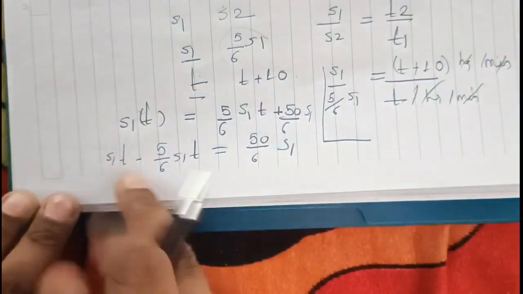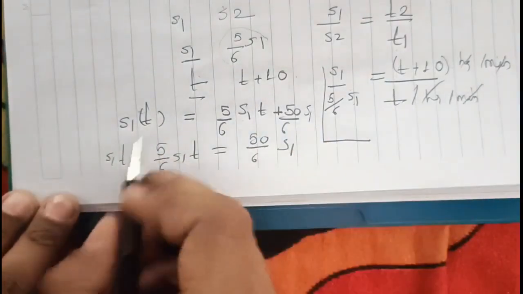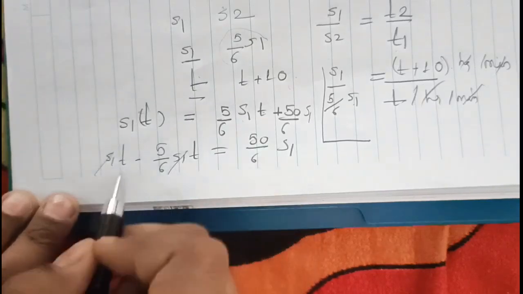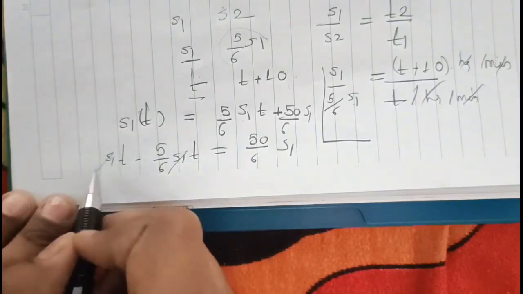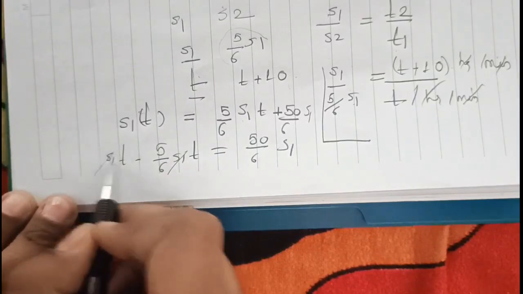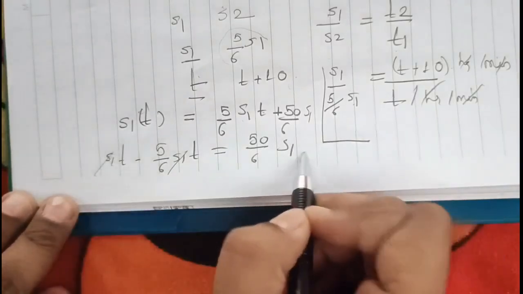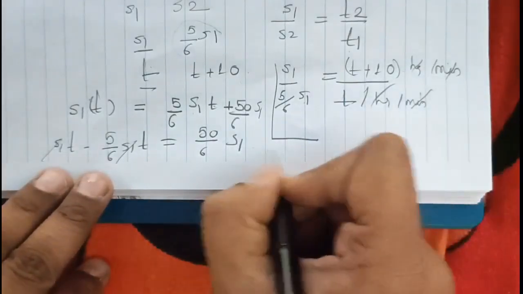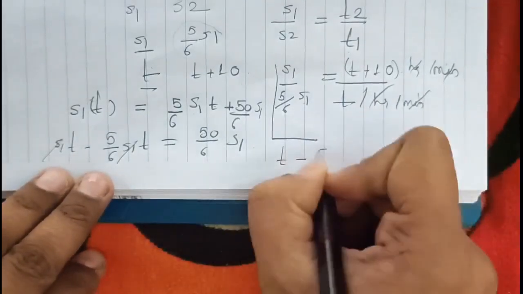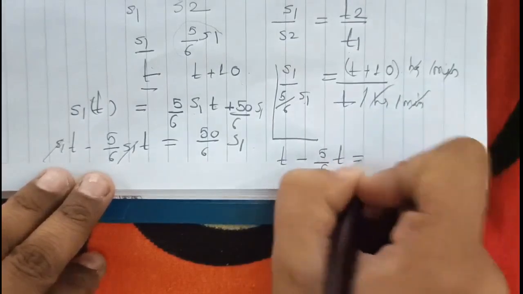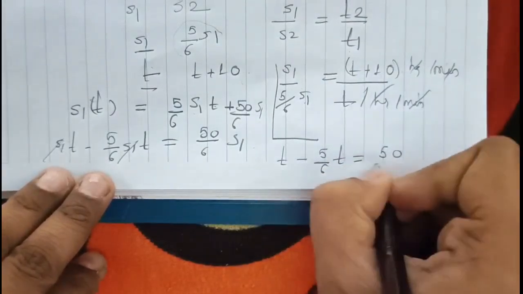You can find S1 as common in all three terms. You can just take out this S1 common, and it will get cancelled by this S1. Directly you can cancel this out, and then we will be left with T minus 5/6 of T, which is equal to 50/6.